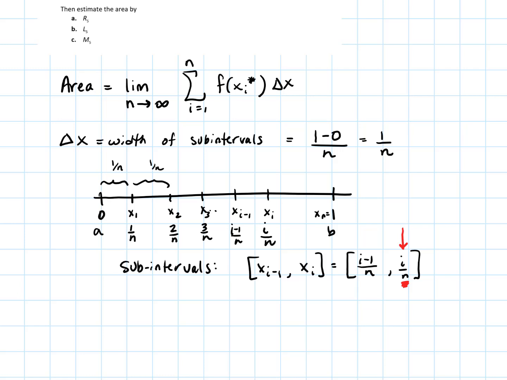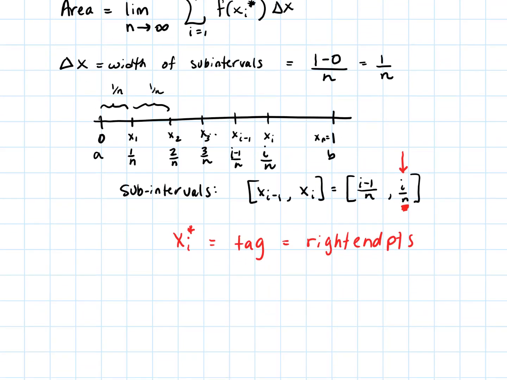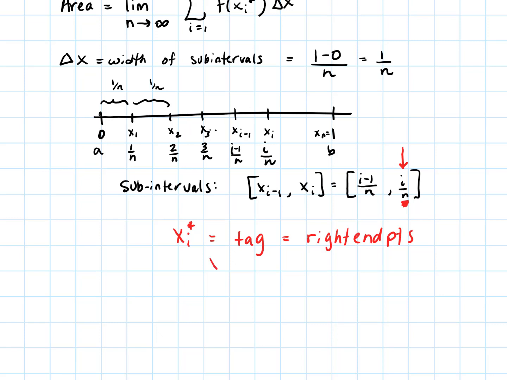And so x sub i star, the tag that we want to use, remember that represents the tag, and we were told to use the right endpoints. So if we're going to use the right endpoints as our tag, x sub i star is going to simply be x sub i, which we've already defined and shown has to be i over n.